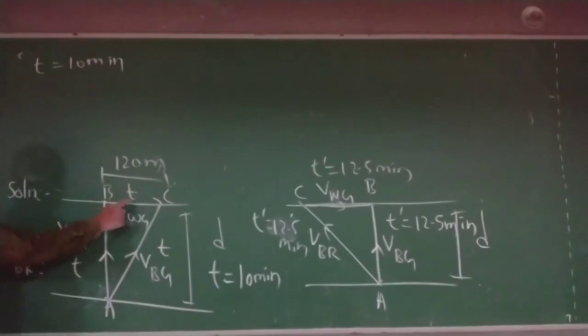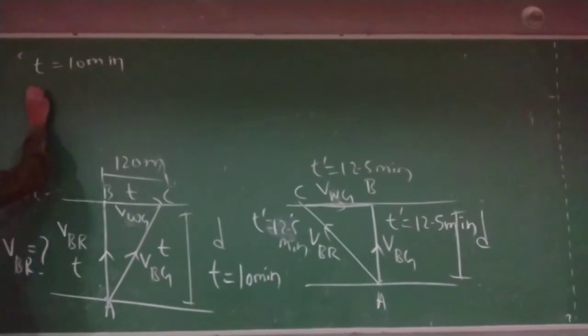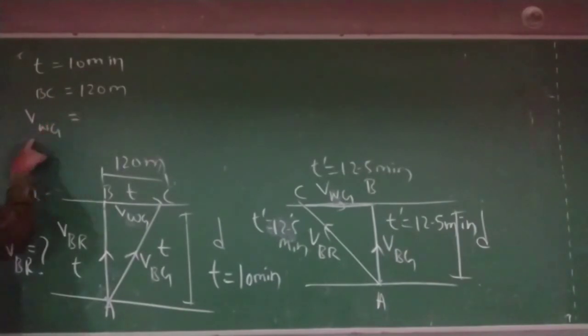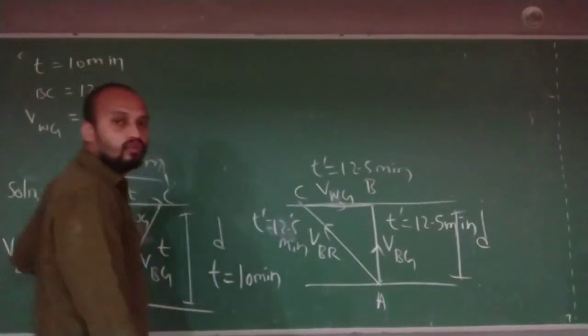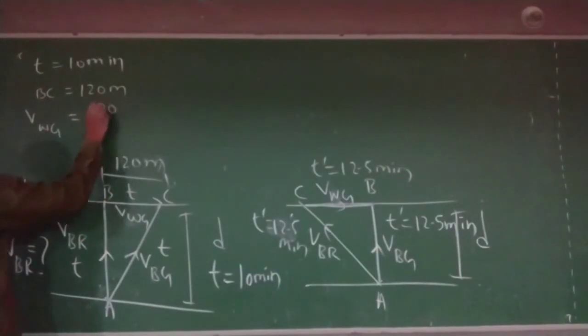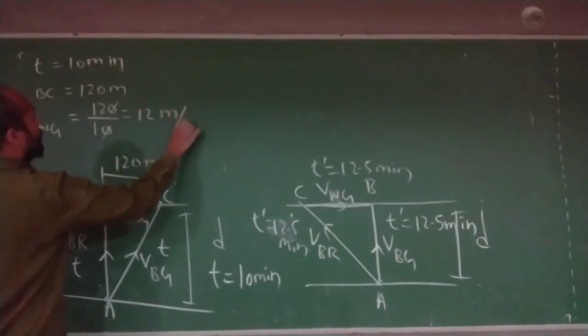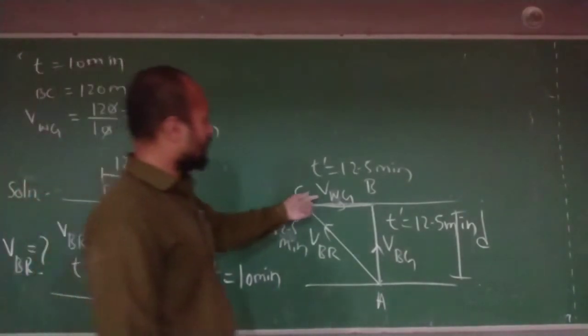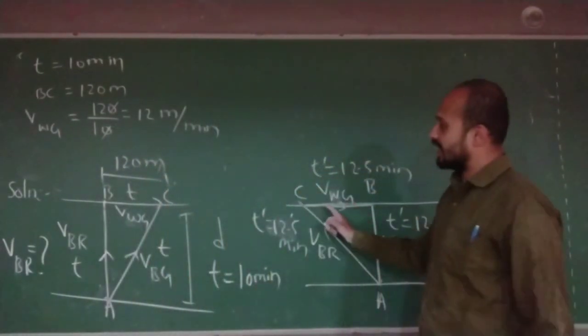And so here T I know, 120 meter, I know BC. I can calculate VWG, velocity of water with respect to ground, which remains same for both cases. How much? 120 divided by 10. That will become 12 meter per minute. So 12 meter per minute is the velocity of water with respect to ground. Same velocity we will be knowing. From this we can calculate here.